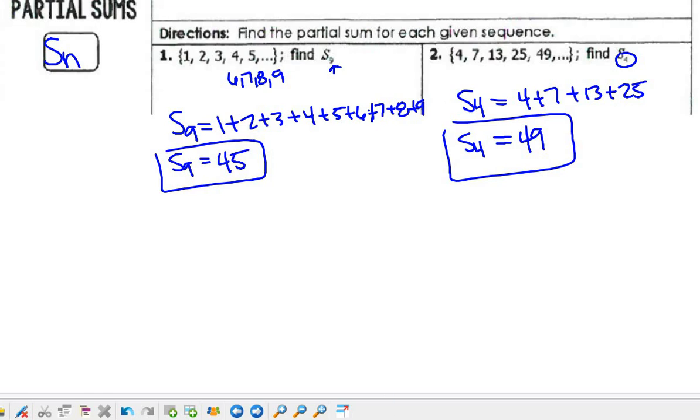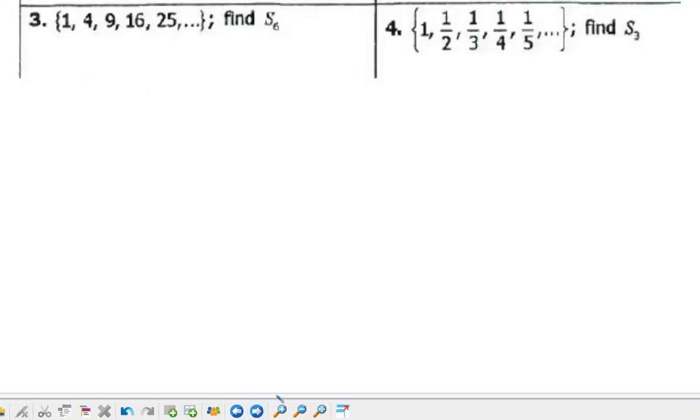Okay, so number 3. S sub 6, I don't have the first 6 terms. I got 1, 2, 3, 4, 5. I need one more, so I need to know what the pattern is. So I have plus 3, plus 5.